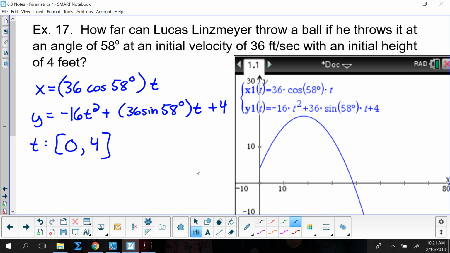What do we need off of that? We need the x-intercept. We need this point right there. How am I going to find that point?